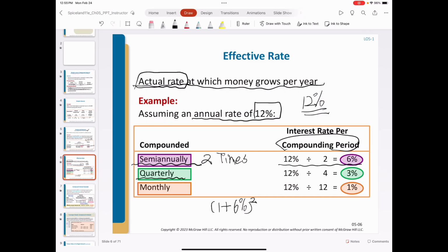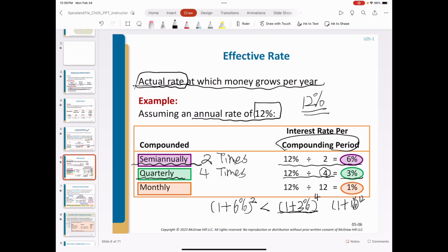If the interest is compounded 4 times a year, that's compounding quarterly, so the annual interest will be divided by 4. So each period, or each quarter, the compounding interest will be 3%. Similarly, it will be 1 plus 3% for each period. So for 4 periods, this is the rate for 1 year if compounded quarterly. So on and so forth, for monthly compounding, that will be 1 plus 1%, to the power of 12.